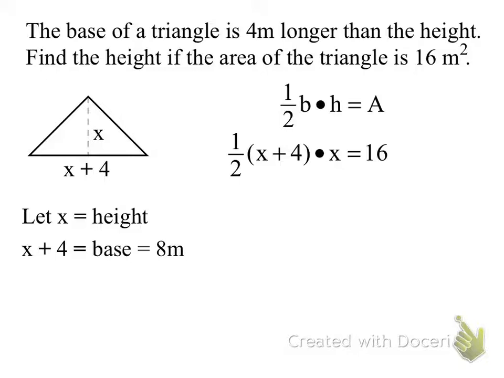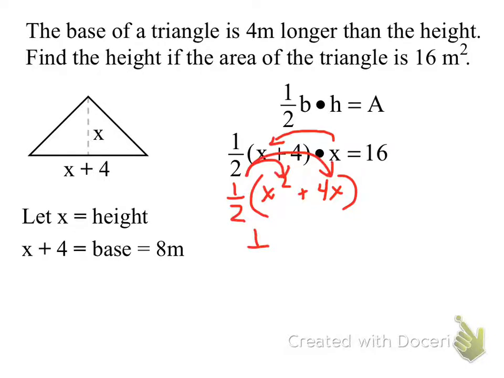You can distribute first, then clear your fraction. Okay, so I'd probably just do it this way. This times this whole thing becomes x squared plus 4x. You with me? That whole thing is multiplied by 1/2. Now distribute that in. It's 1/2 x squared plus 2x equals 16.